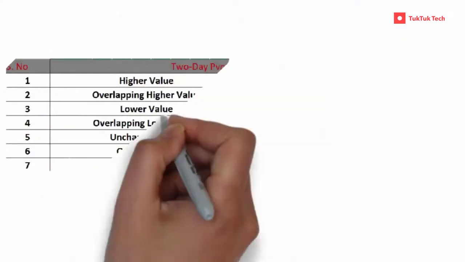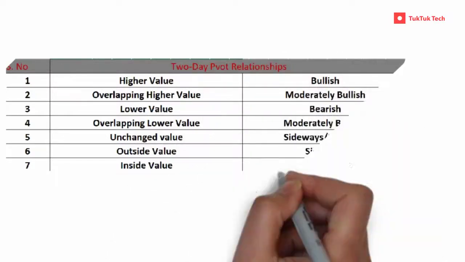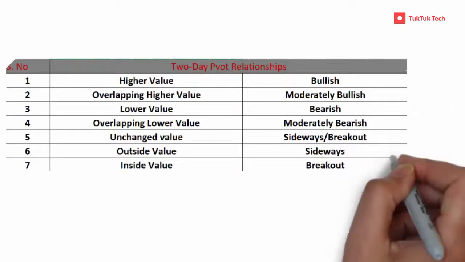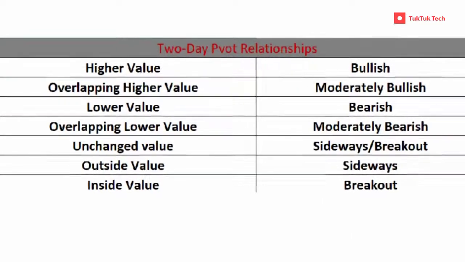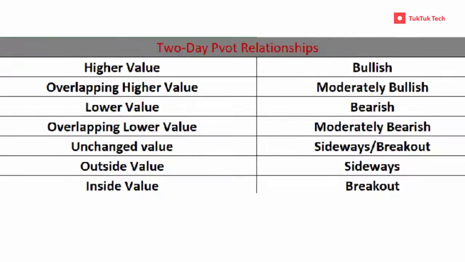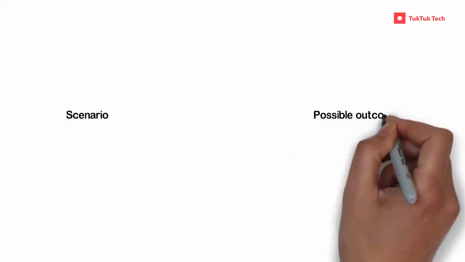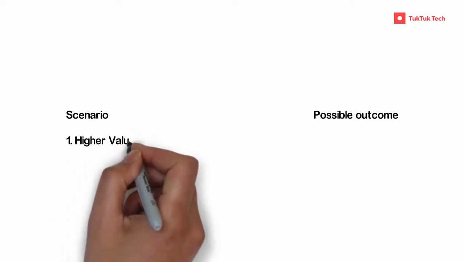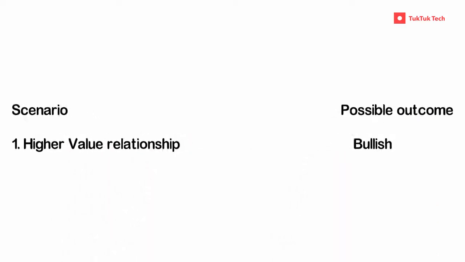There are 7 types of pivot range relationships that should be considered when analyzing the current strength and attempted direction of the market. Let's take a look at the first 2-day relationship, the higher value relationship.